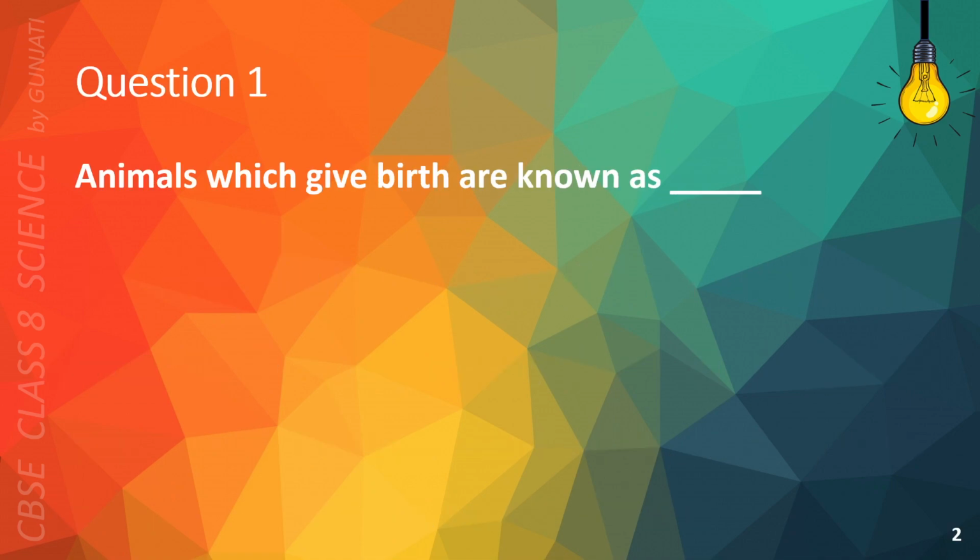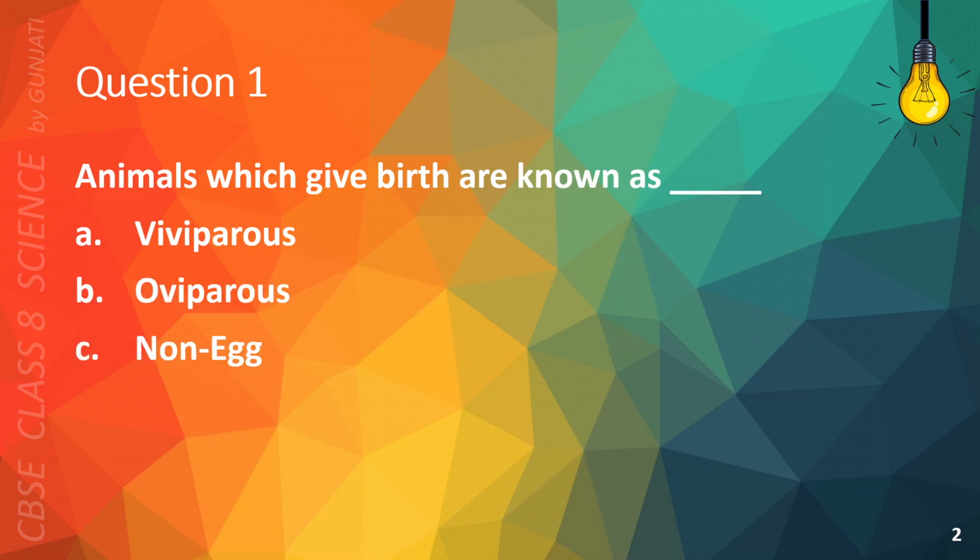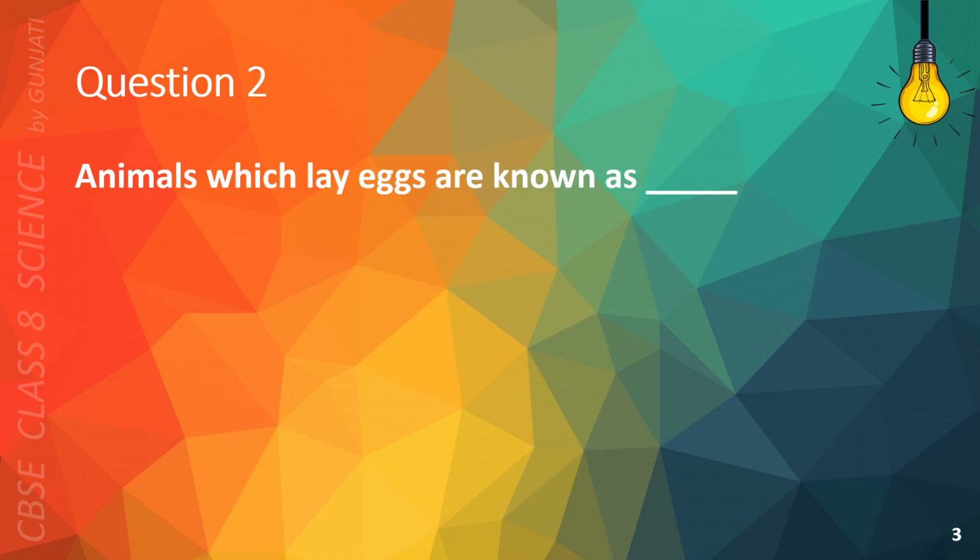Question 1. Animals which give birth are known as A. Viviparous, B. Oviparous, C. Non-egg, or D. All of the above. The correct answer is A. Viviparous.